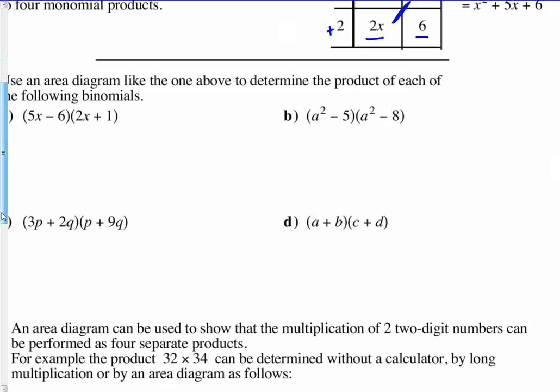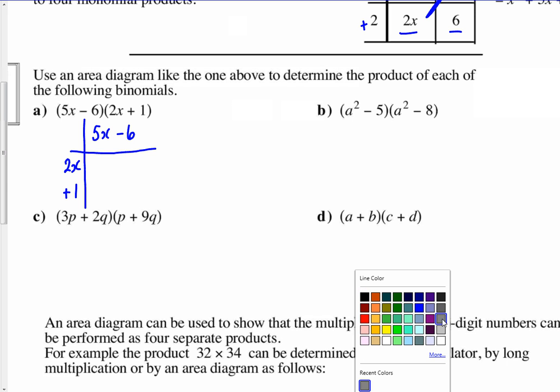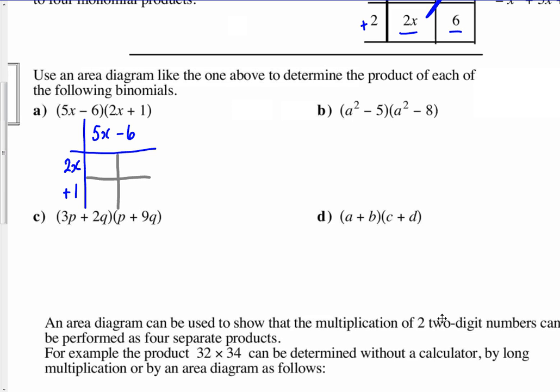So if I try to multiply this with a grid, I can write 5x minus 6 on one side, and then we have 2x plus 1 on the other. So what we're going to do is fill in the 4 boxes. 5x times 2x is what? So 5x times 2x is 10x squared.